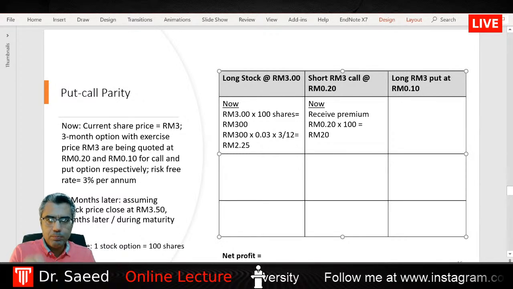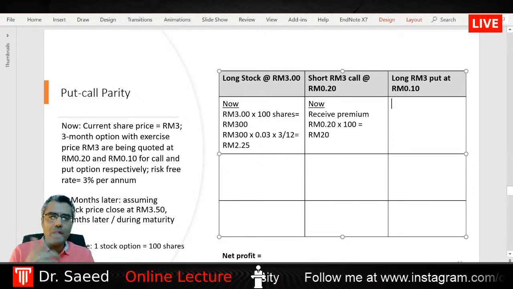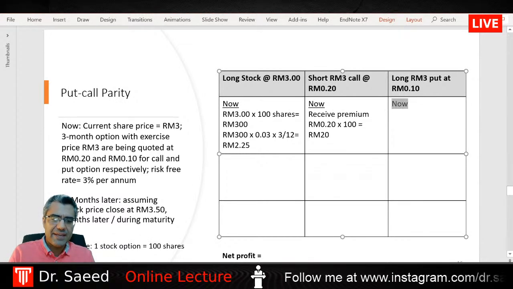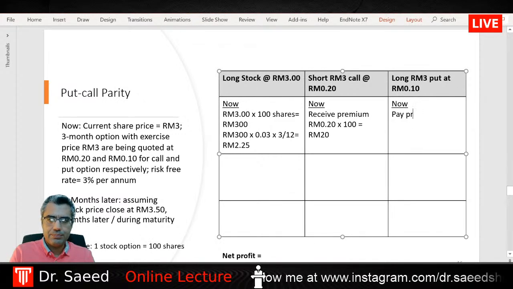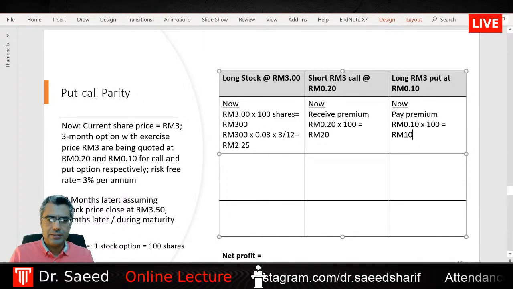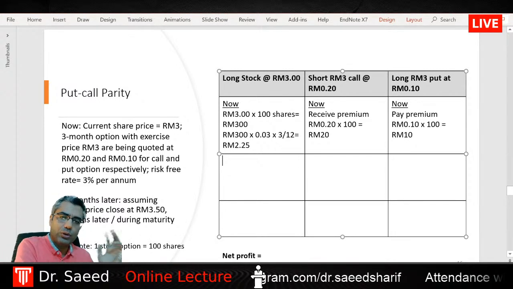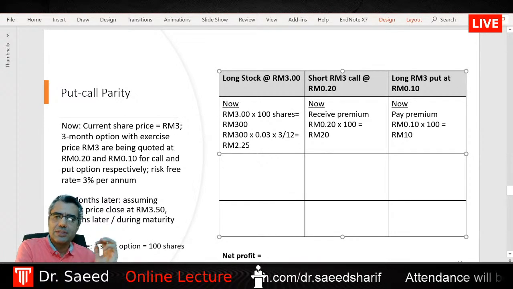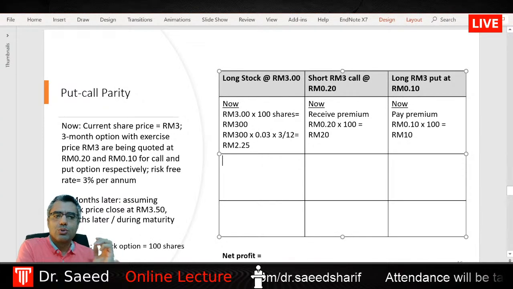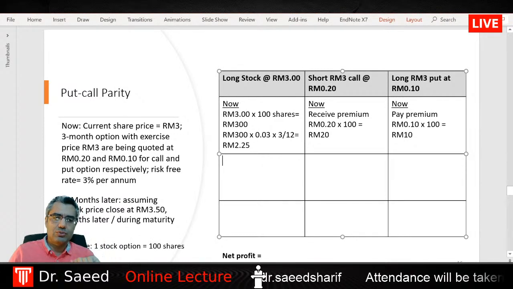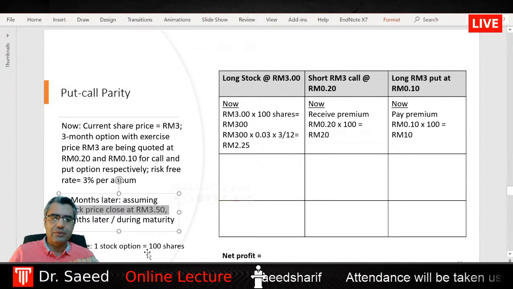And at the same time, you buy put. So when you buy put, you have to pay, right? You have to pay premium to buy put. How much? It's 10 cent multiplied by 100 shares is 10 ringgit. So you pay 10 ringgit to buy this. And done. You already completed your arbitrage strategy. You go home. 3 months later, you close your position. So assume 3 months later, the spot price, stock price is 3.5 ringgit.